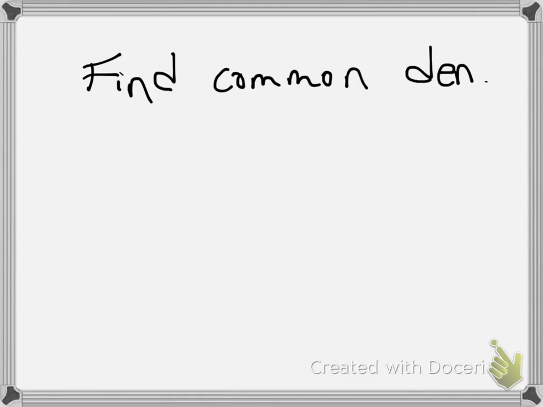What are some guidelines to follow when we use a rule and add more? First of all, we find common denominators. And then we do the rule.